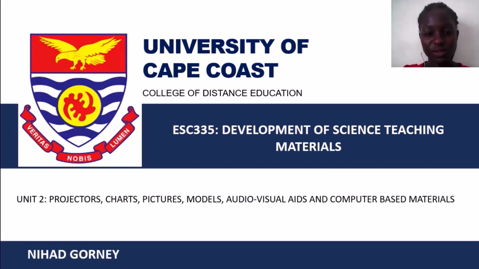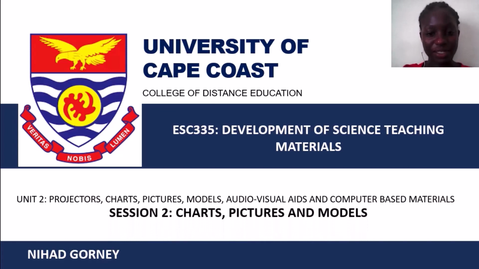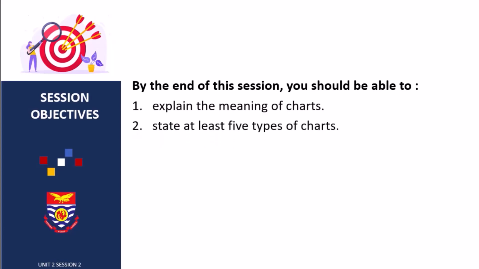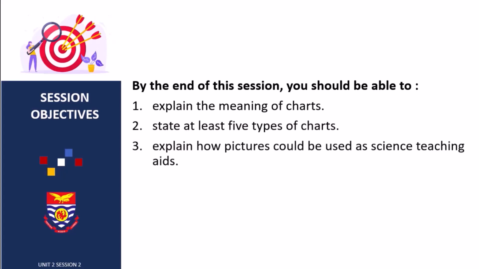This is Unit 2, Session 2, titled Charts, Pictures, and Models. By the end of this session, you should be able to: 1. Explain the meaning of chart. 2. State at least 5 types of charts. 3. Explain how pictures could be used as science teaching aids.